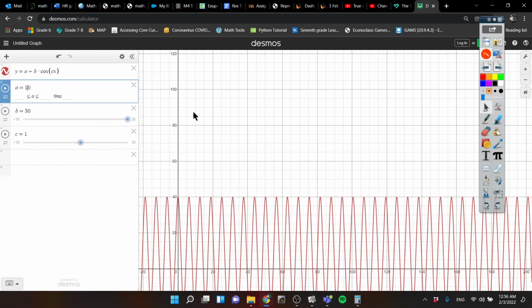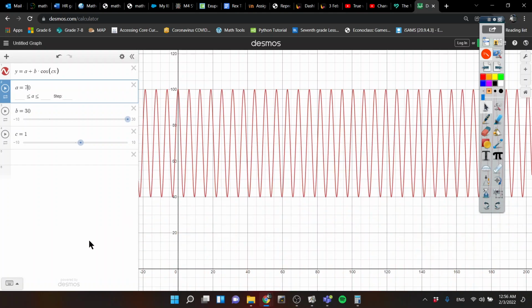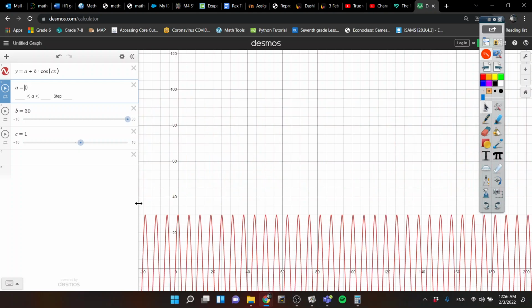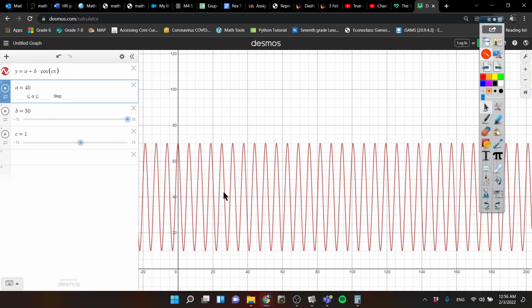Let's just see, what about if A is 70? Well, now I've shifted up too high. I want the top to be at 70, and I see the middle is at 70 when I do that. So now I'll set the middle to 40, and now the top is at 70, the bottom is at 10. This matches up with what we want.